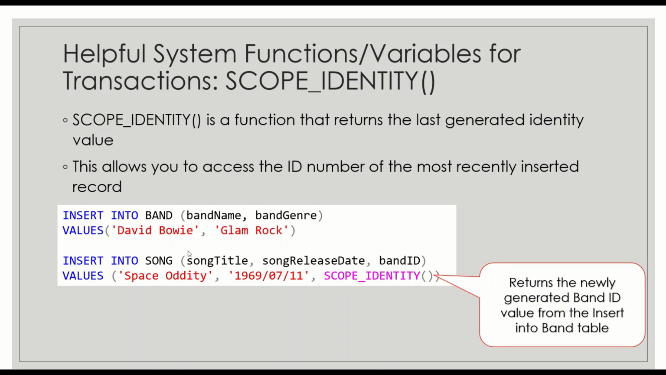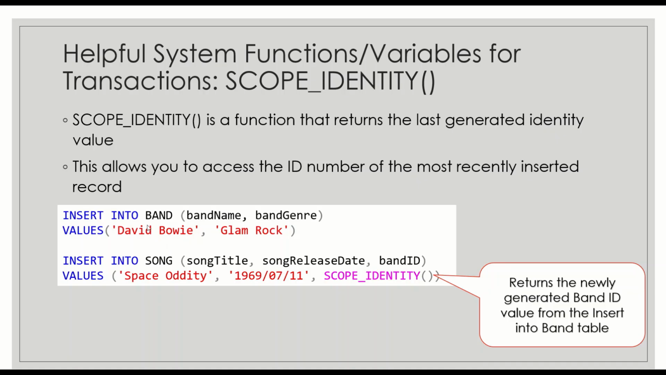Now let's take a look at this example. The first action query here inserts a new record into band with a band name and band genre. The band table also has an identity column for band ID. But when we perform our insert, we have no idea what ID is going to be generated for David Bowie.